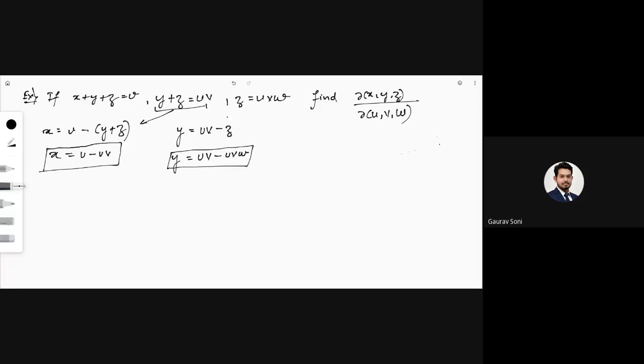Excuse me. Yes. Could we have found the relation of u, v, and w in terms of x, y, z, and then found the Jacobian? Yes, you can do that. But that is quite difficult in this case.